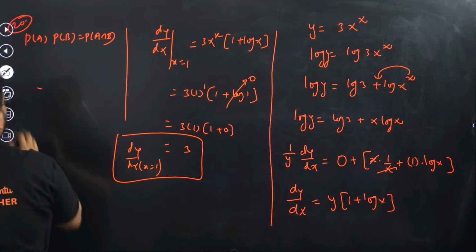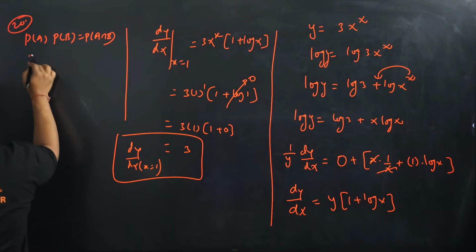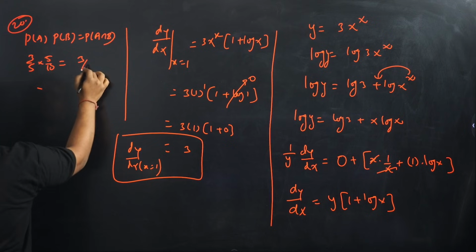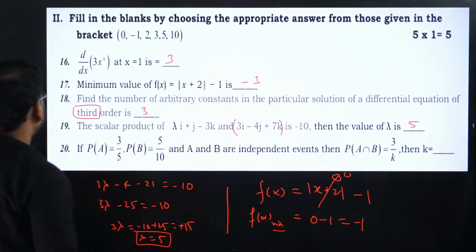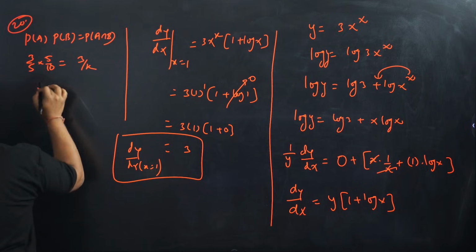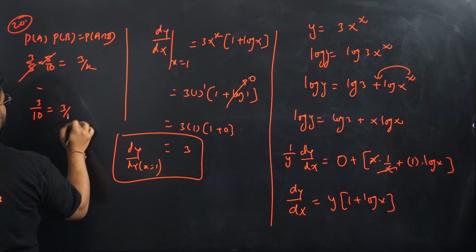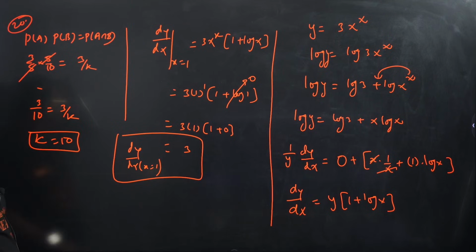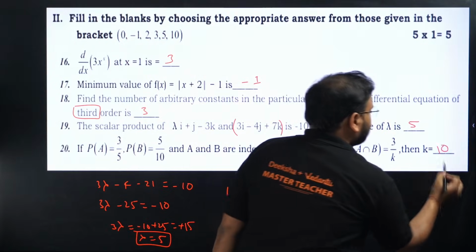So we have the values now. Check: 3/5 and 5/10 equals 3/k, I guess, right? Yeah, this is 3/k. Okay, so this is multiplication. 5 and 5 cancel, so 3/10 equals 3/k. Compare, you get the value of k as 10. So the answer is k equals 10.